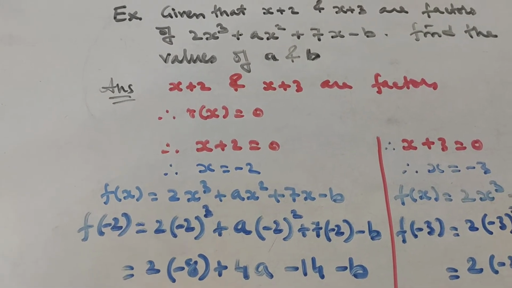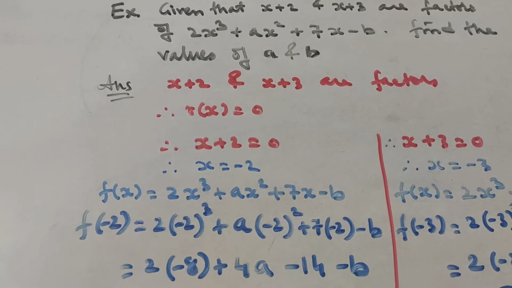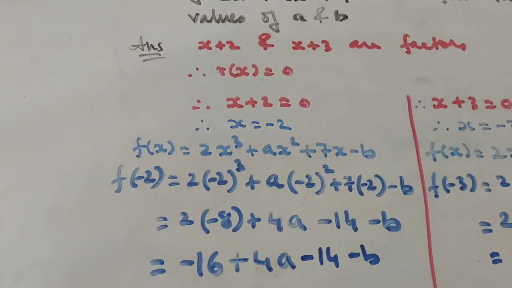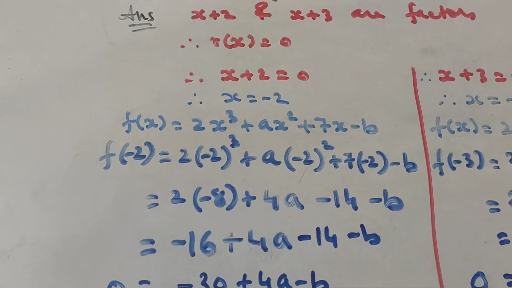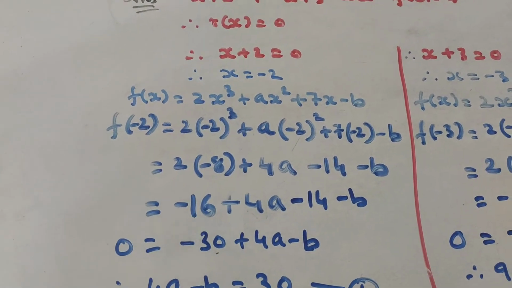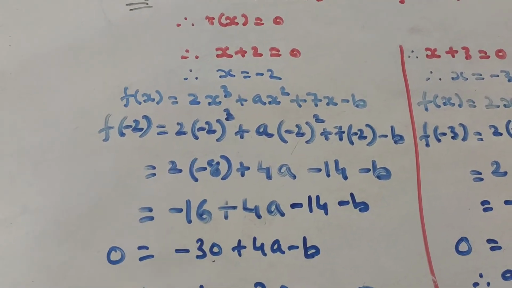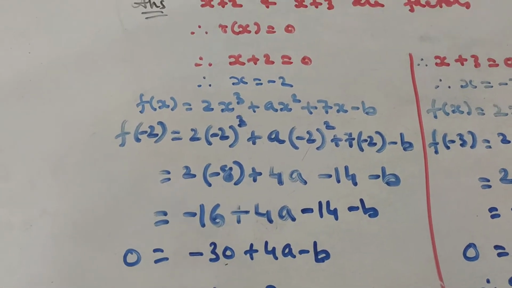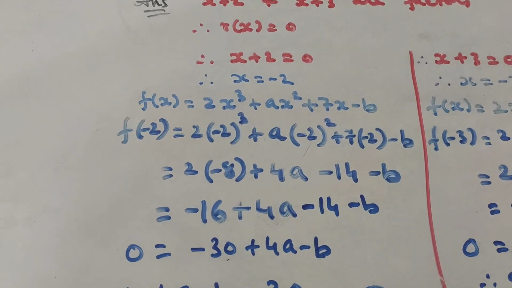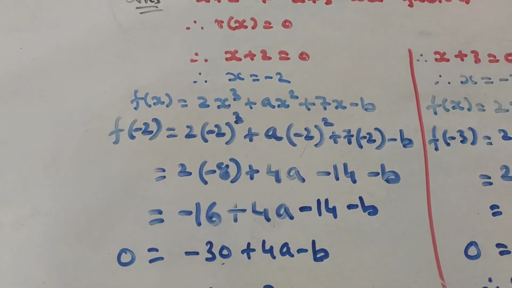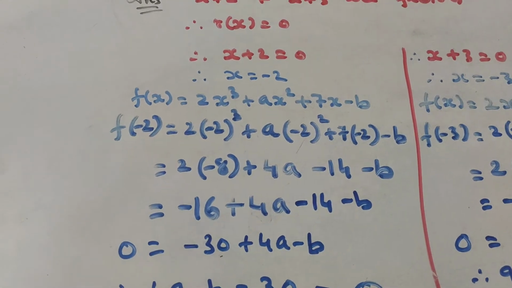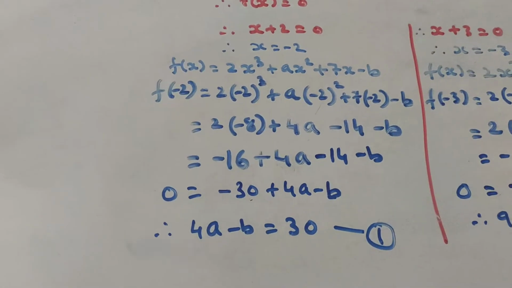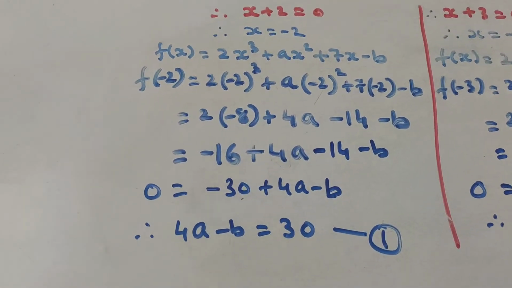So f(minus 2) is equal to 2 into (minus 2) cubed plus a into (minus 2) square plus 7 into (minus 2) minus b. So here we get minus 16 plus 4a minus 14 minus b. Solving it, we are getting 0 is equal to minus 30 plus 4a minus b. Now here I have put 0 because it says that x plus 2 is already a factor. This is exactly the same as the ZPR that we have done in chapter number 5. So here we get equation 1, 4a minus b is equal to 30.